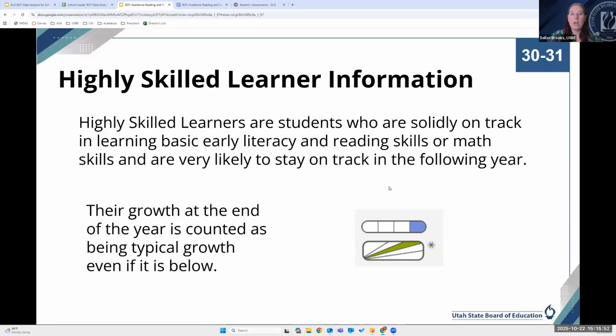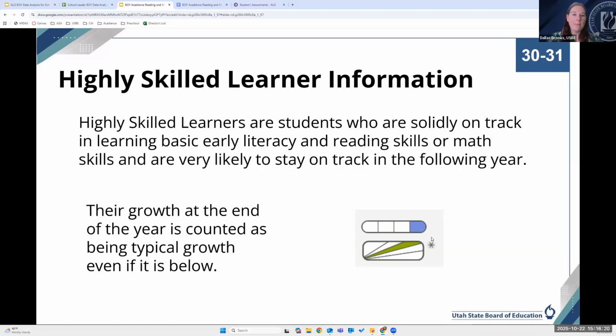These students are indicated on ALO with a little asterisk next to their pathway score. So once they get a pathway score, which will be middle of year, it'll show up on ALO. So you won't see it right now, but it'll show up on ALO. It'll have a little asterisk next to them. That means that this is a highly skilled learner. You probably won't have a large percentage of students who have this little asterisk. You might have a few in your class.